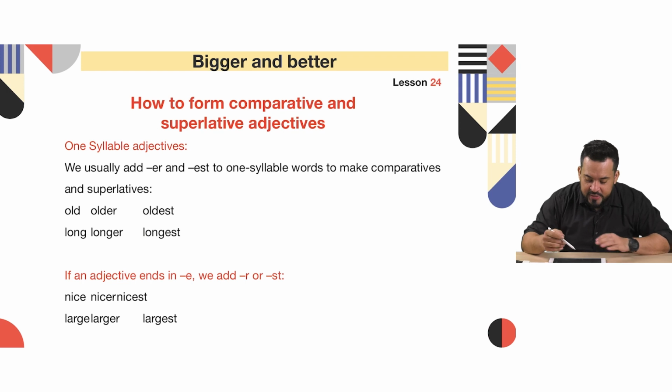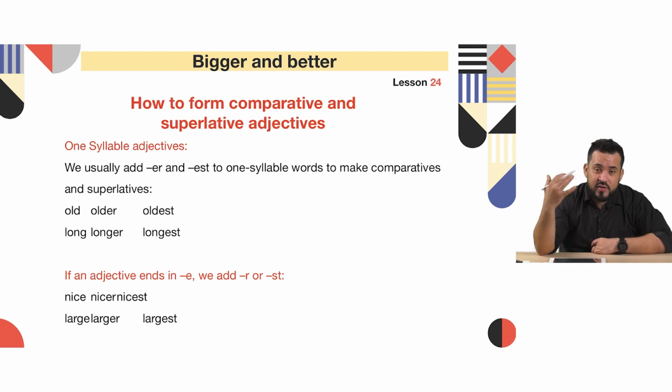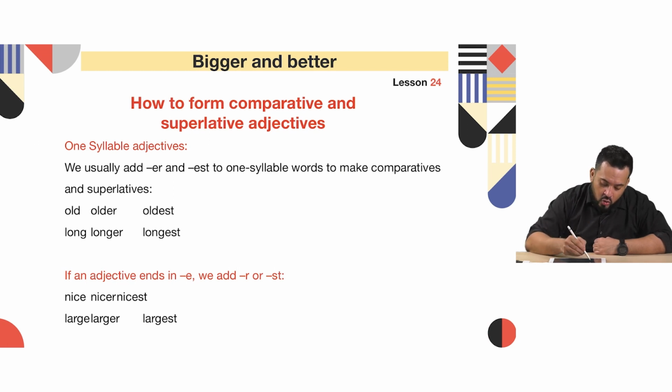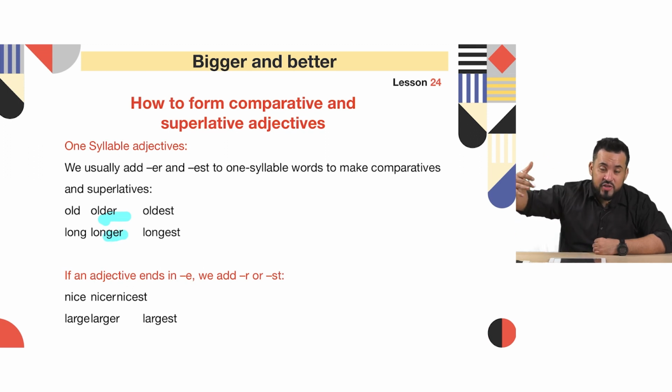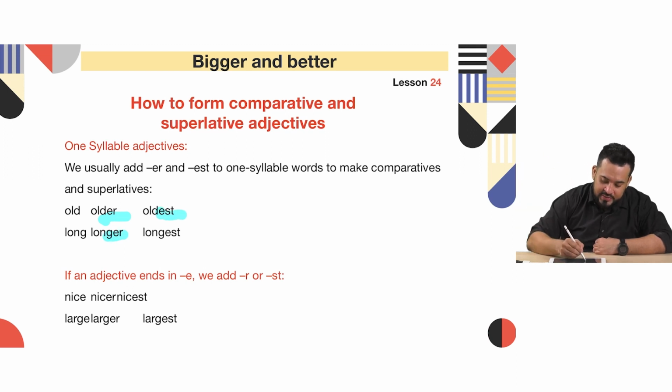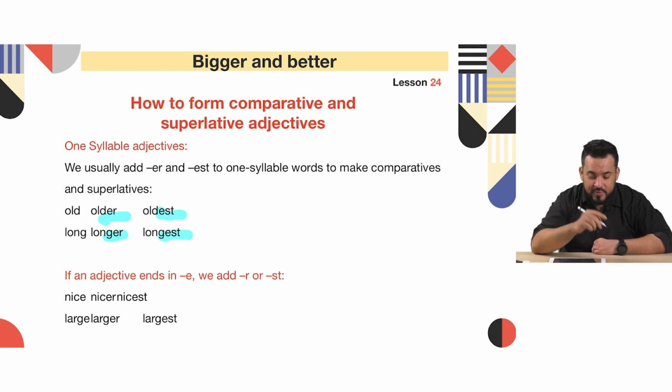Okay, let's see how to form comparative and superlative adjectives. One syllable adjectives, we add er. If it's a one syllable adjective, we just add er to the adjective to make it a comparative adjective. So old, older, long, longer. And to make it a superlative, we just add est. This is for one syllable adjectives.